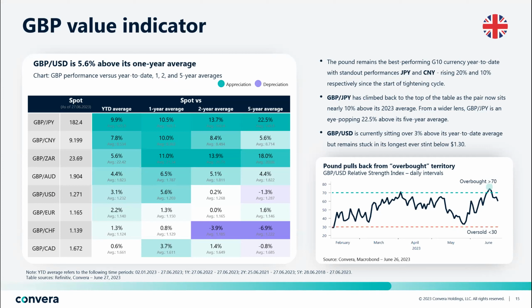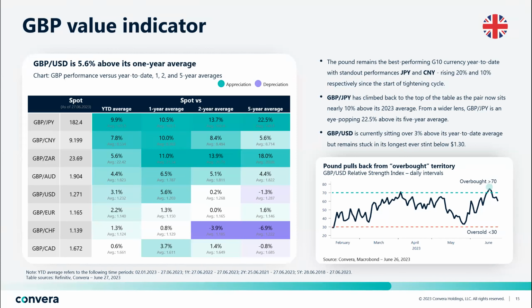But here on this slide, we're looking at our value indicator analysis, whereby we can see where the pound is currently positioned relative to its long-term averages against other major currencies. And this allows us to identify from a bit of a wider lens any FX purchasing opportunities, but also any risks as well. So for example, if you look at sterling versus the Japanese yen and Chinese renminbi, again, over 10% above its 1-year averages. And sterling yen in particular is a whopping 22.5% higher than its 5-year average rate.